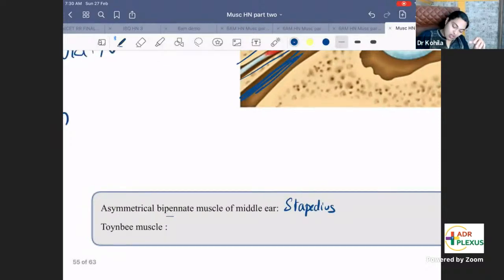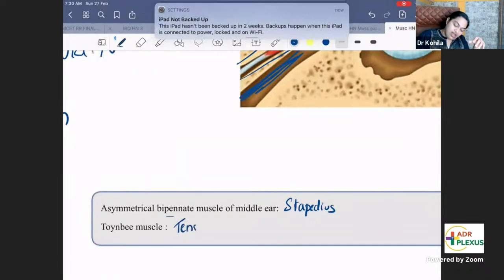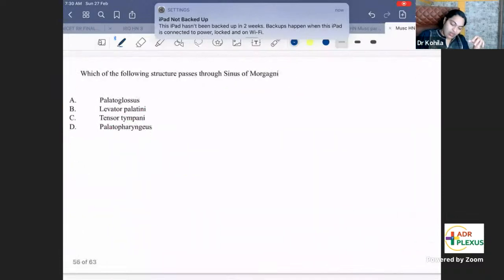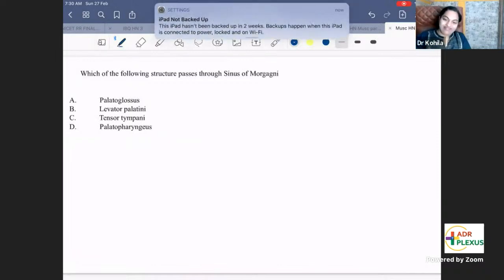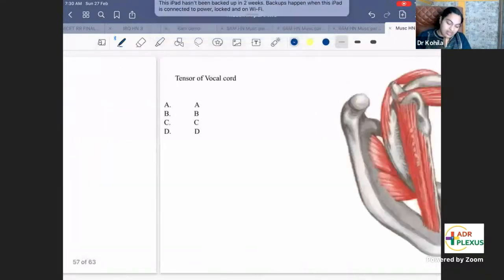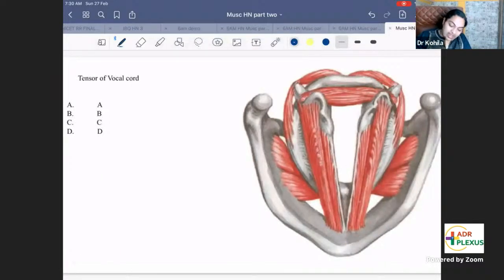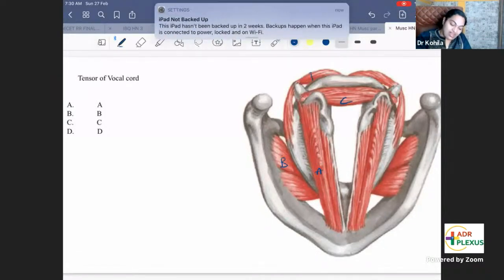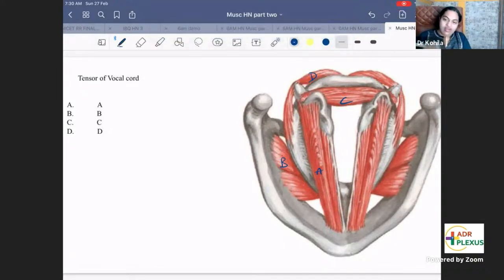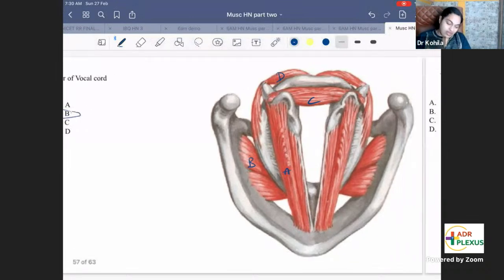Toynbee muscle has been asked, thought you might be knowing. Tensor tympani. Okay, come on. Which of the following structures passes through the sinus of Morgagni? Answer is option... Very good. Yes, Dr. Kavya. Next one, the tensor of vocal cord. I'll just label it A, B, C, D. Which one? Tensor of vocal cord is cricothyroid. Very good, guys.